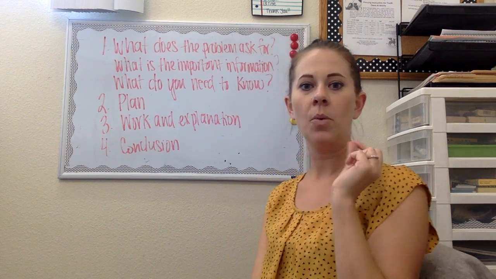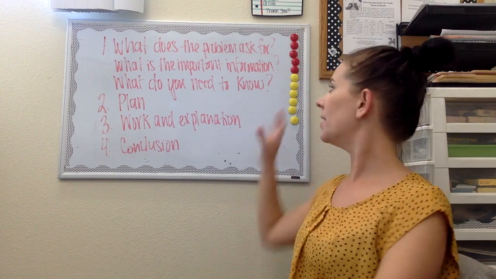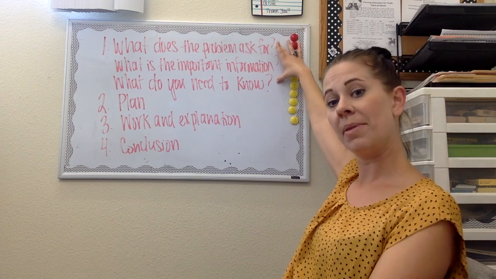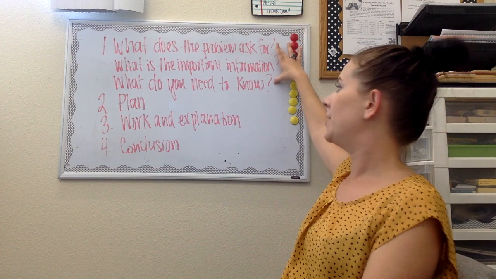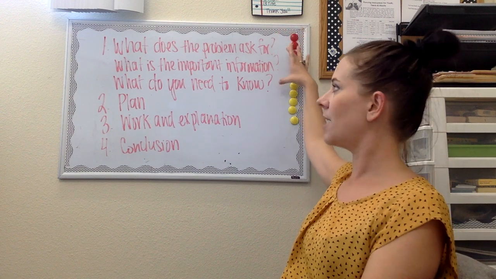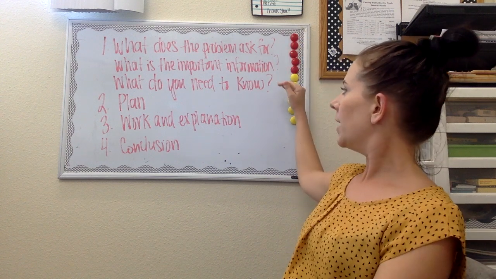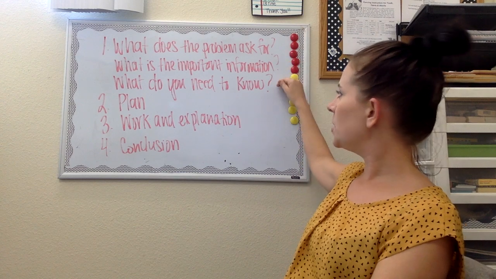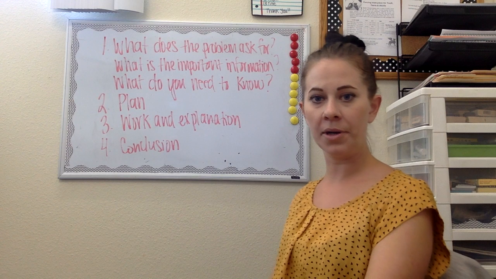Lastly, in step one, what do you need to know? What is the missing information? And I'm telling you, if you can answer these two questions, they should be very similar, the top and the bottom here. And it should really guide you in figuring out what step one of the problem is. Sometimes what the problem asks for is a step away from what you need to know. So if you figure out what you need to know, what are you missing in the problem? That's the information you're looking for.